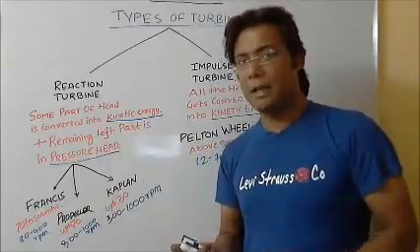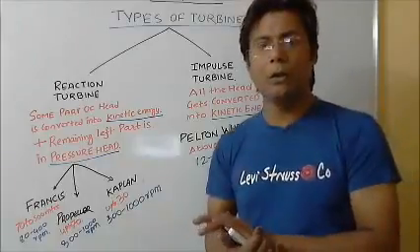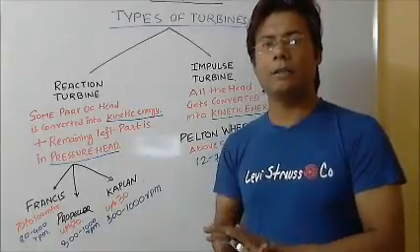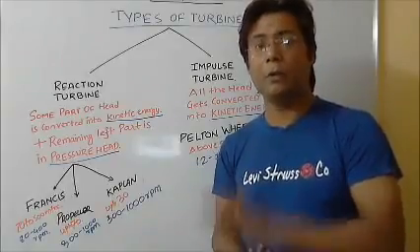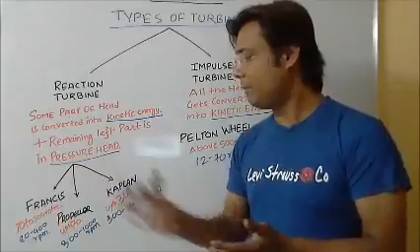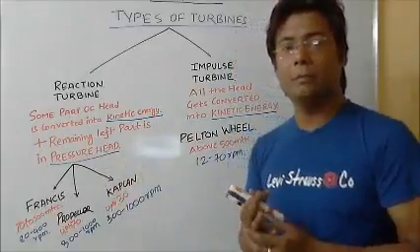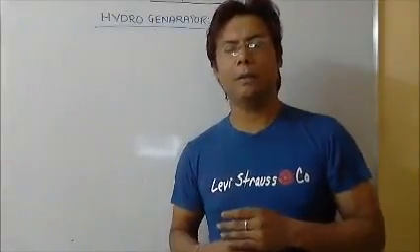Apart from this, another thing is that the Pelton wheel, since the speed is slow, is always placed above the minimum tail race. See how the turbines are moving.